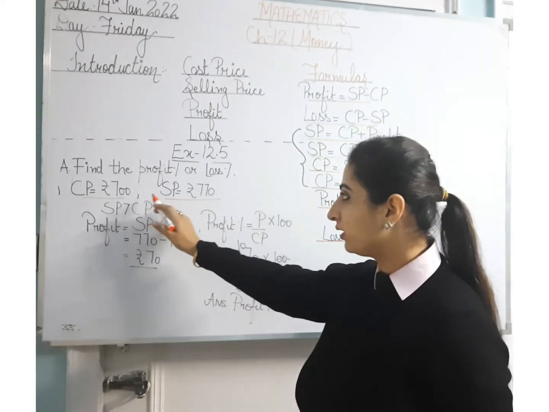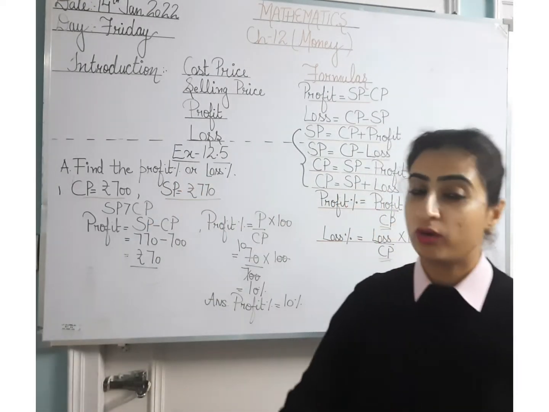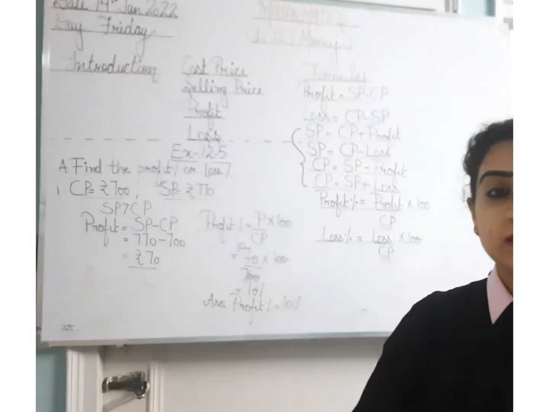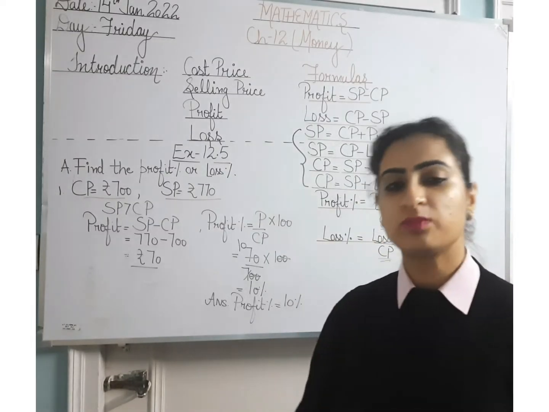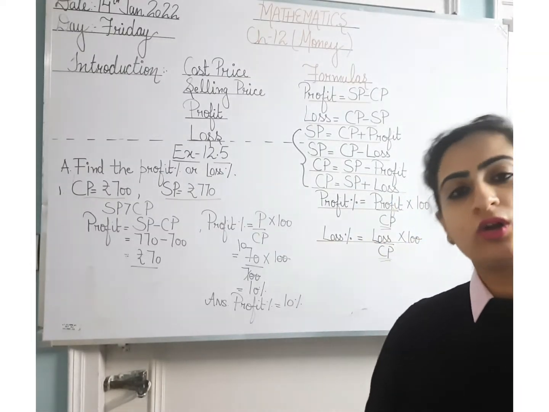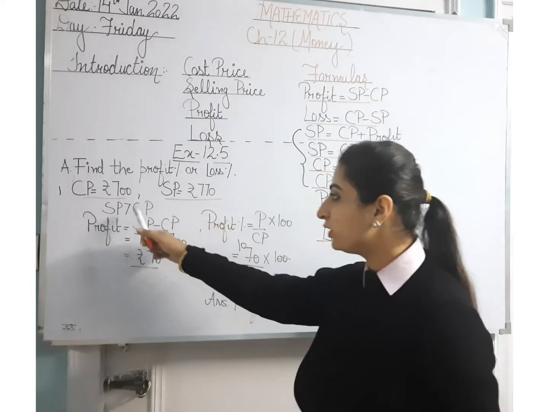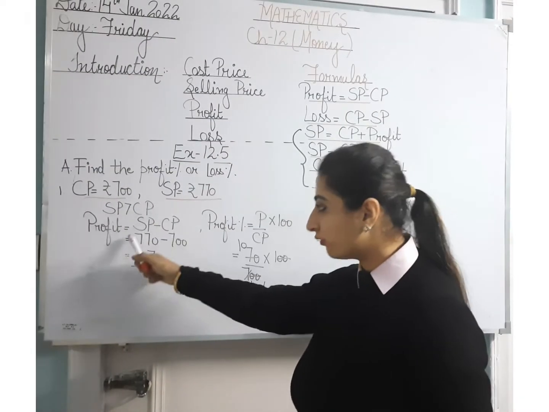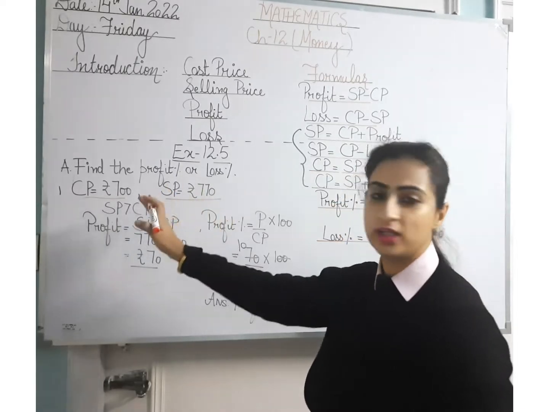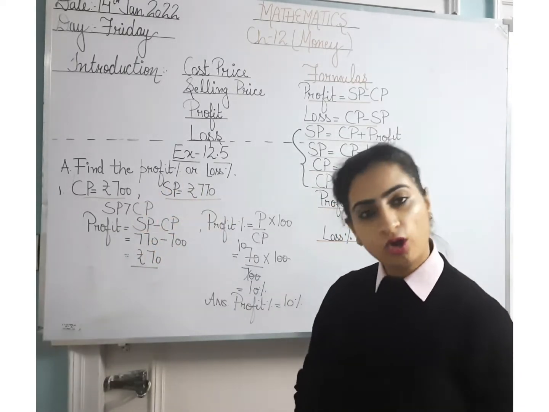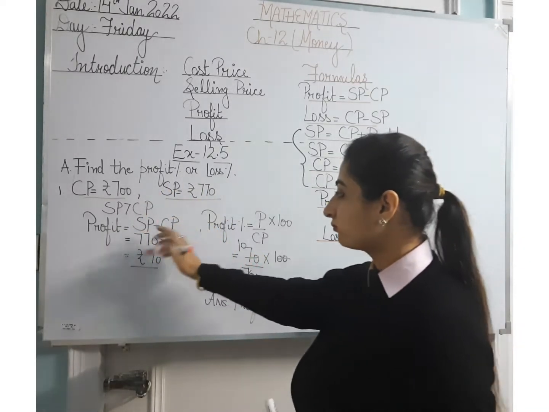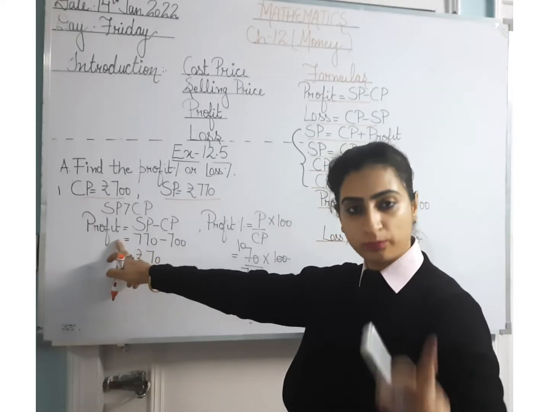What will be given is not the direct profit or loss. You will be given CP and SP, because CP and SP will let you find the profit or loss. So your first step will be to find whether it is a profit or a loss. For example, if I exchange the values, in that case you will have a loss, right? So the first step is to find profit or loss.